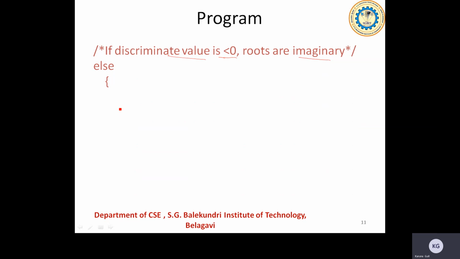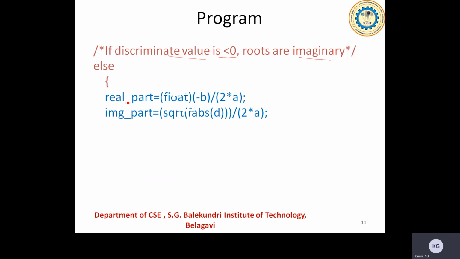How do I do that? So I'll take care of the square root data separately and the real part separately. Now if you look at this, real part is equal to float. I am explicitly converting this into a floating point value before I proceed with the division operation. So float b is converted into a floating point value before I divide this by 2a.